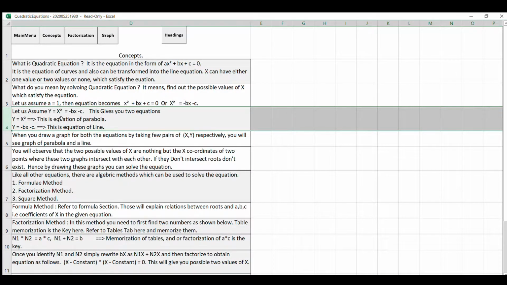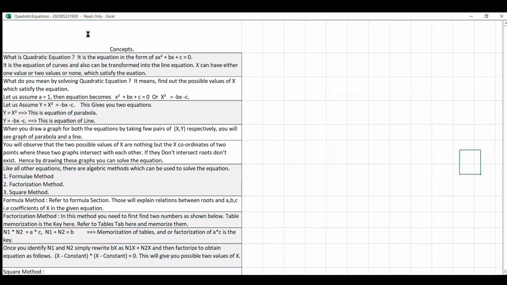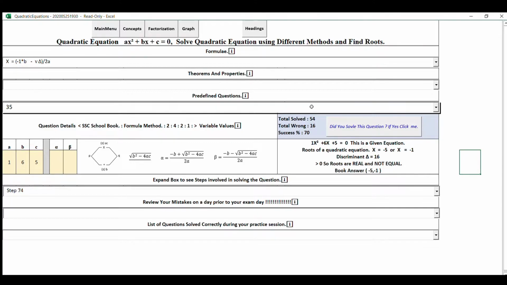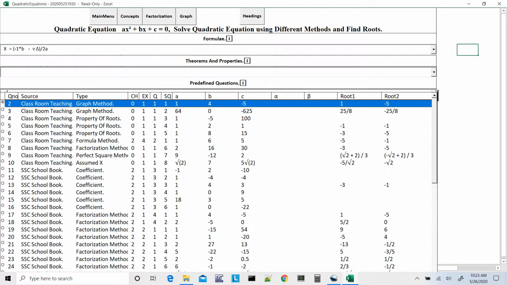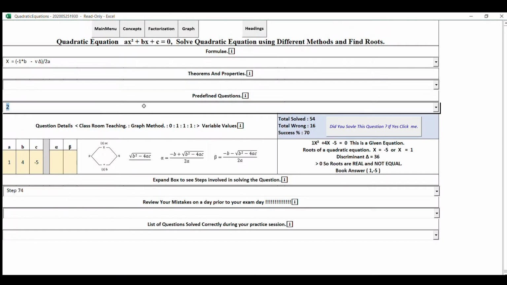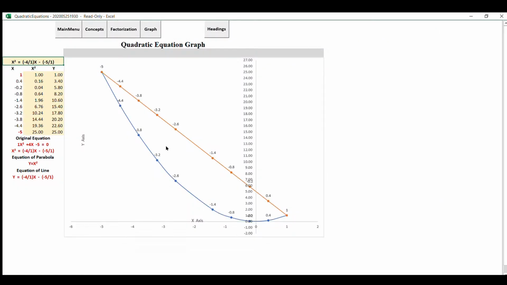So let's now leave the concept aside and take a look at an actual example. Let's go to factorization. Here it is. Now, as I said, for teaching purposes we will be using specific examples. Here I'm going to choose example 2, which says classroom teaching, and it will be used for the graphical method. Perfect. We have selected the sum. Now let us look at the graph. We are not going to look at other methods, simply the graph.